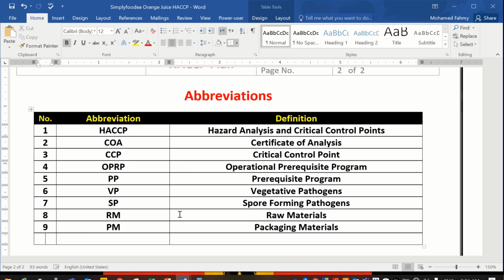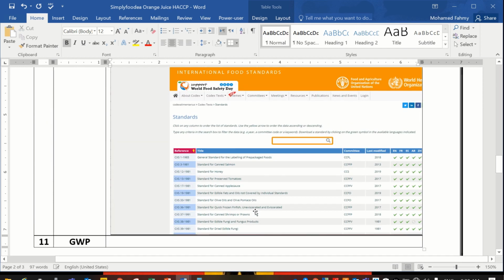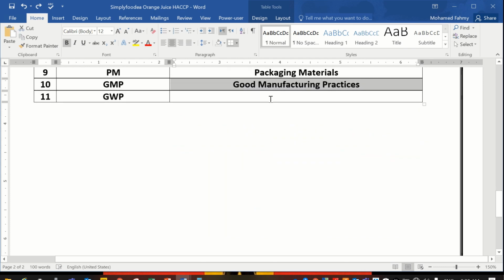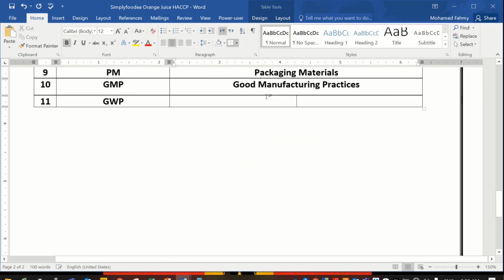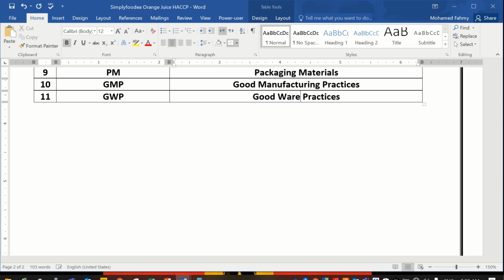Okay, number 10, GMP stands for good manufacturing practices. And 11, GWP, which is good warehousing practices.